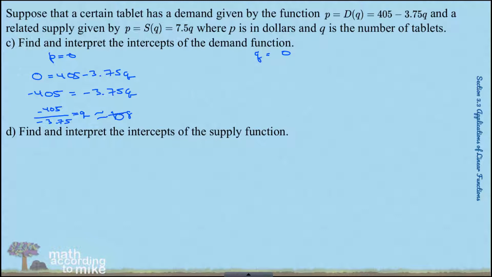Let me write that neater. Oh, you know what? I have an undo. I did it.